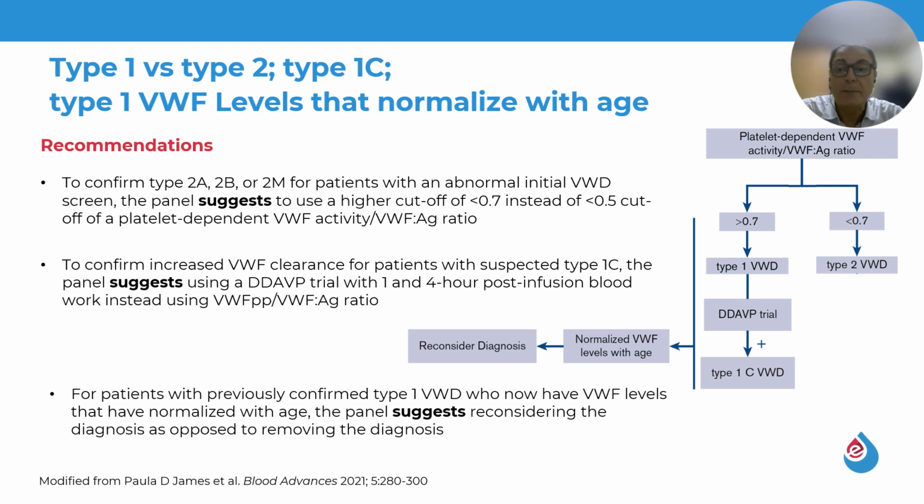For patients with previously confirmed type 1 von Willebrand disease who now have von Willebrand factor levels that have normalized with age, the panel suggests reconsidering the diagnosis as opposed to removing the diagnosis. The panel remarks that aging and comorbidities are known to increase von Willebrand factor levels. However, the association between the increased von Willebrand factor levels and bleeding symptoms is not established.